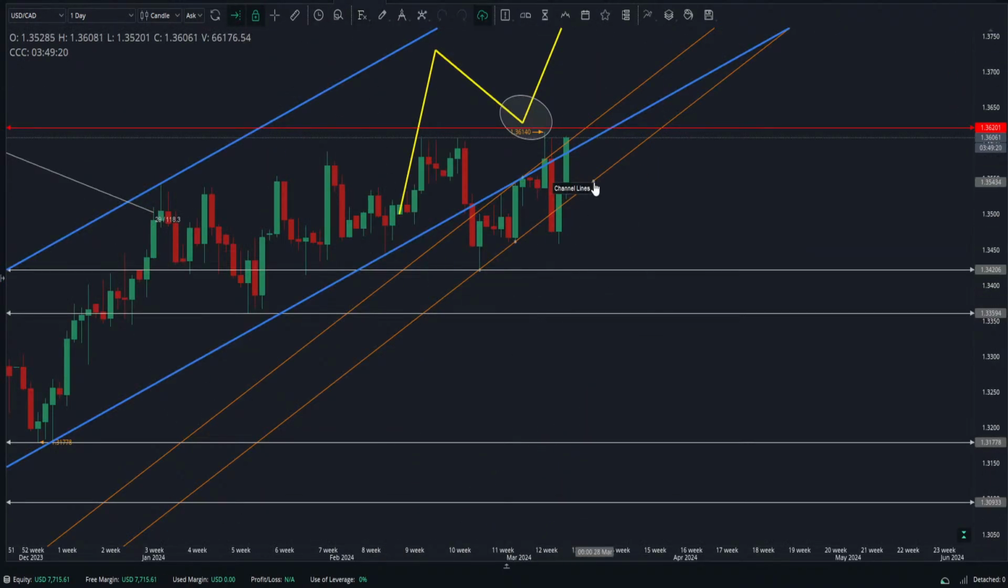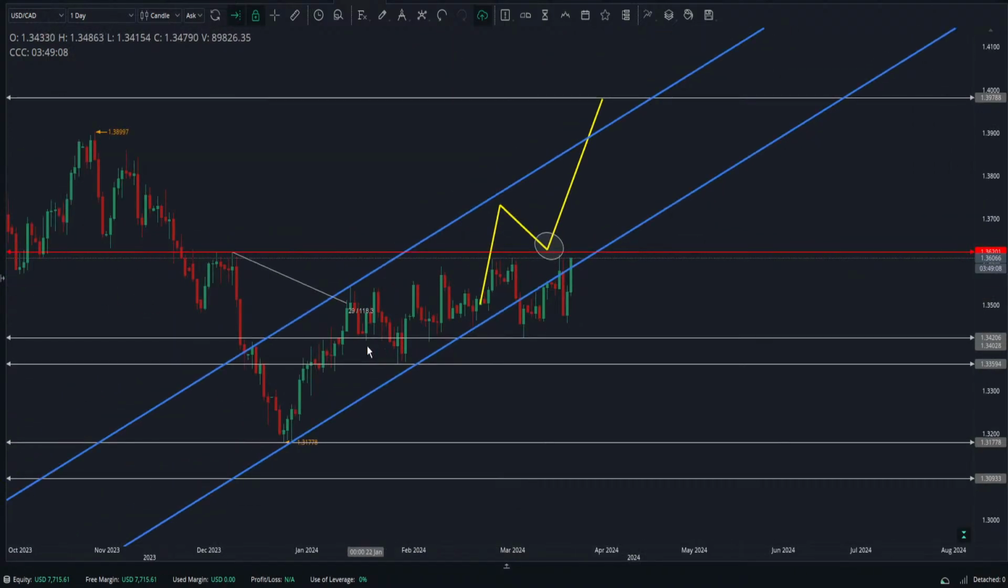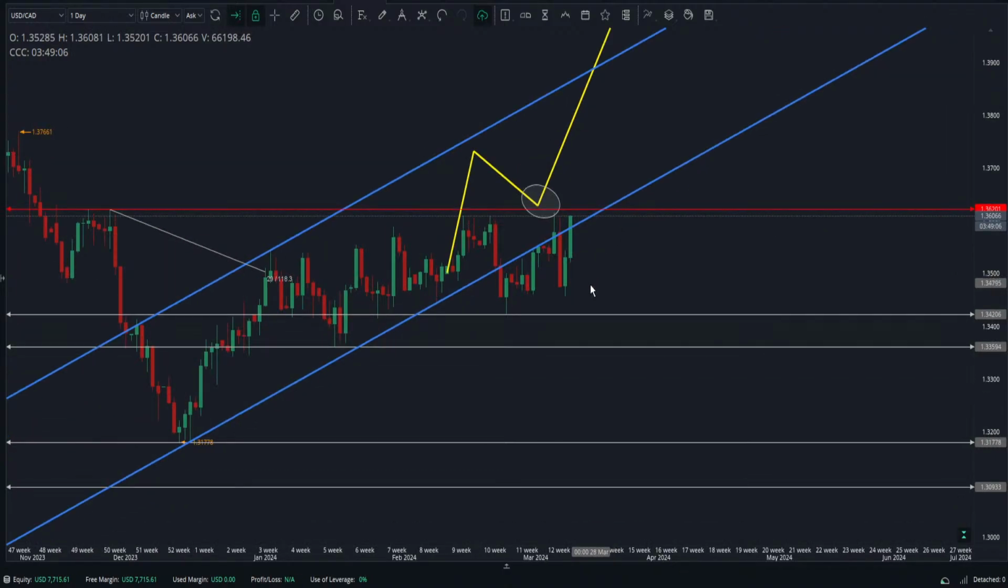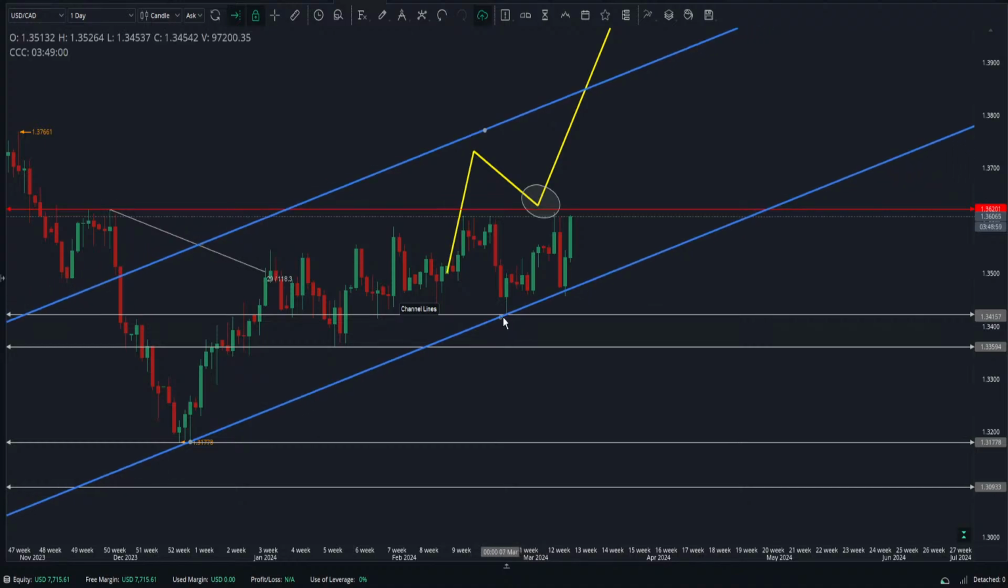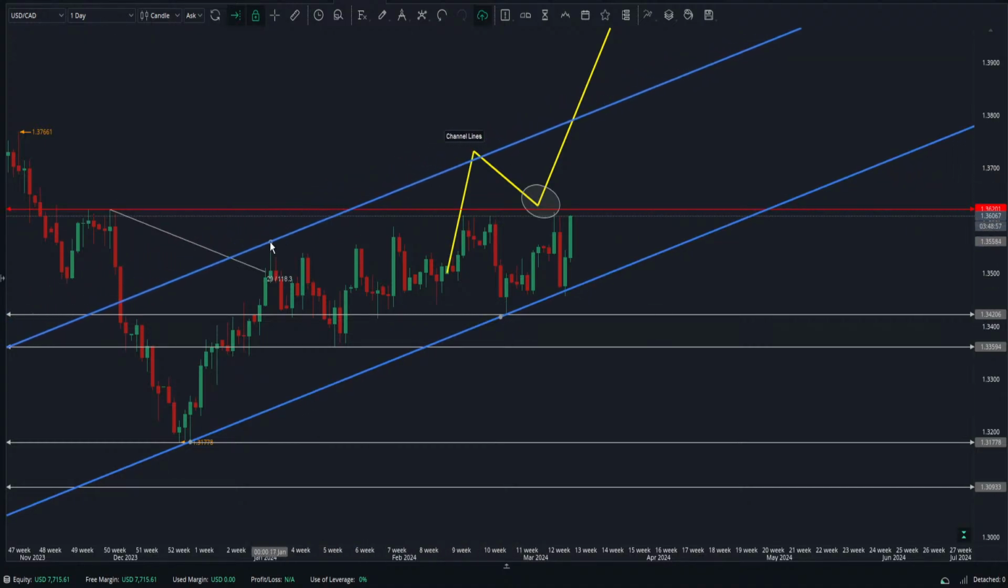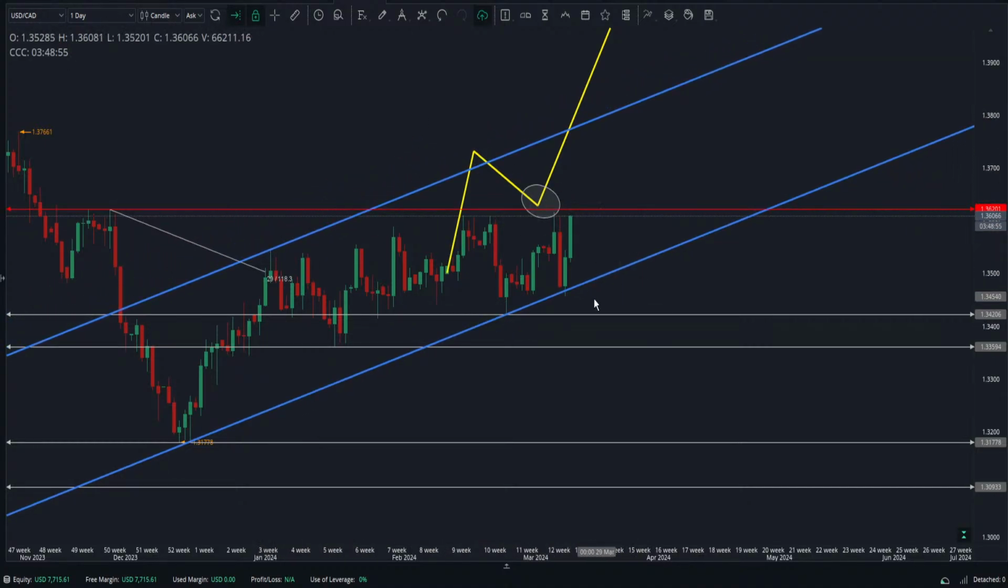USD-CAD is very close to the resistance level of 1.3620. Support is still at 1.3420. Notice that this channel is not relevant now because it has been broken multiple times, whereas this channel is still intact. If the price closes inside this, then I think it will just expand in size like this. And if the price closes below it, then there is a possibility of the price falling towards 1.3420.